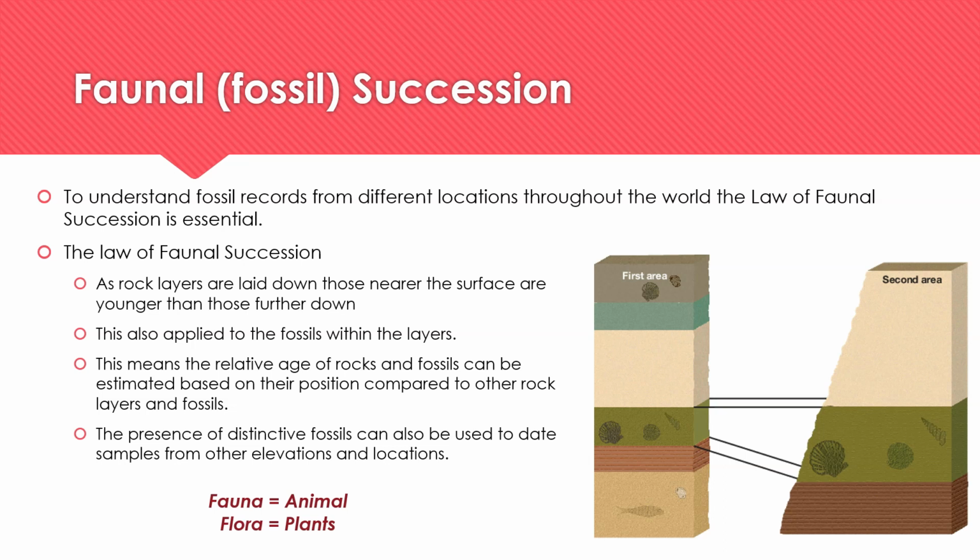What you can also do is, if you have really distinctive fossils that only occur in a certain layer at a certain time, when you see them in other places, you can also say, hey, that layer in this other place must also have been laid down at this same time. And so it can help you with dating samples from other places that you might find those fossils. Key little point there, by the way, when we say fauna, we mean animals, and when we say flora, we mean plants. So when you see those words about, that's what they mean.